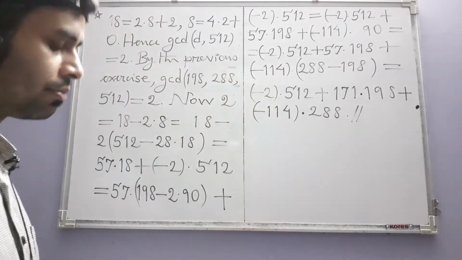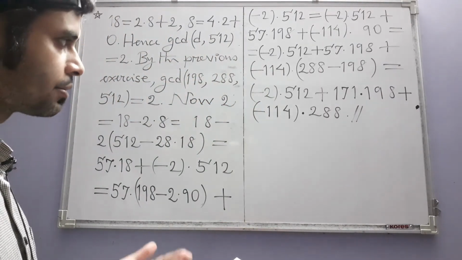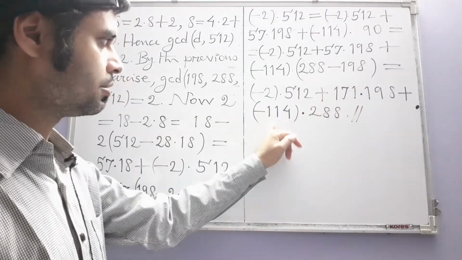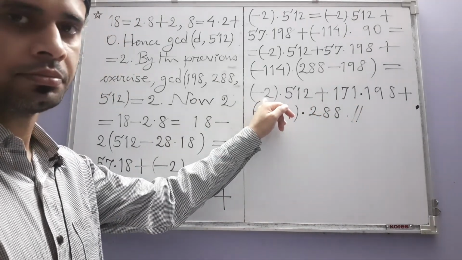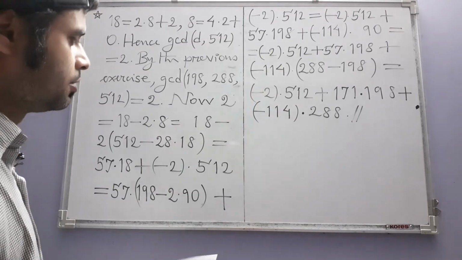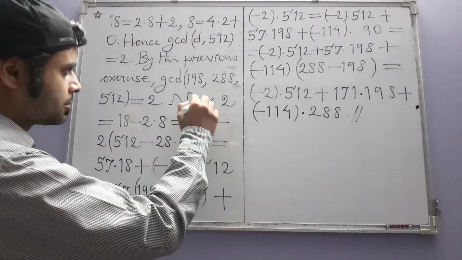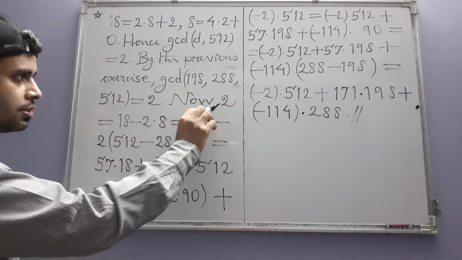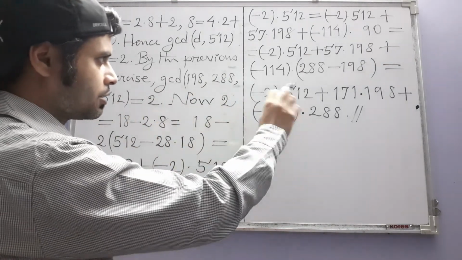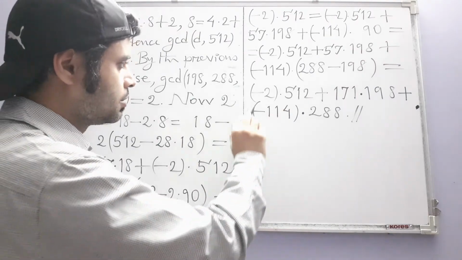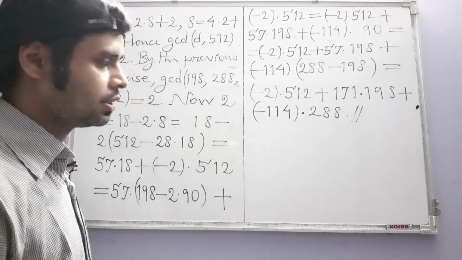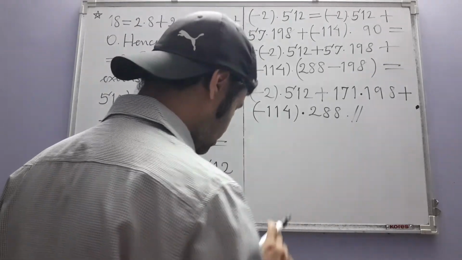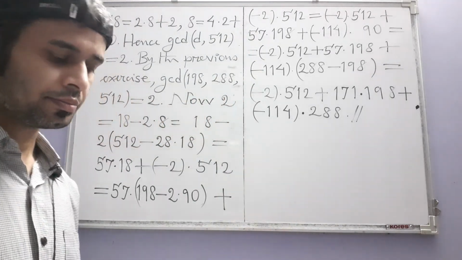If you want, you can write hence x is this, y is this, and this is your c. That's just it. So you have been able to express the ultimate GCD of these three numbers, which is 2, as a linear combination of the numbers themselves with integer coefficients. And that just completes this solution, and it also completes this section.